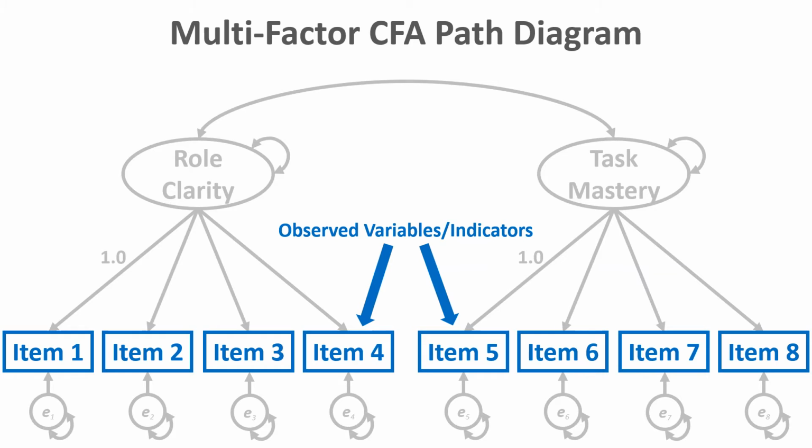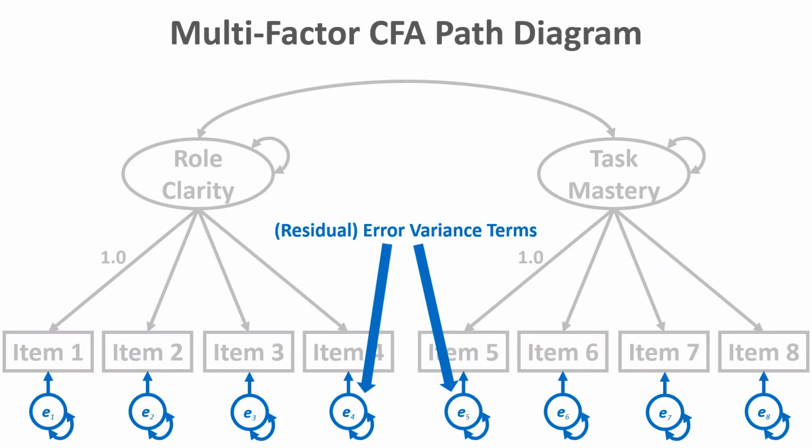Now, the items themselves are represented in those boxes or rectangles because they are observed variables or indicators. And then we have our residual error variance terms, which are sometimes referred to as uniquenesses or disturbance terms. Those are represented down here in blue with the circle and the arrows pointing to each one of the items. This is any of the leftover error variance that's not explained by the latent factor in terms of each one of these indicators, or more specifically, items.